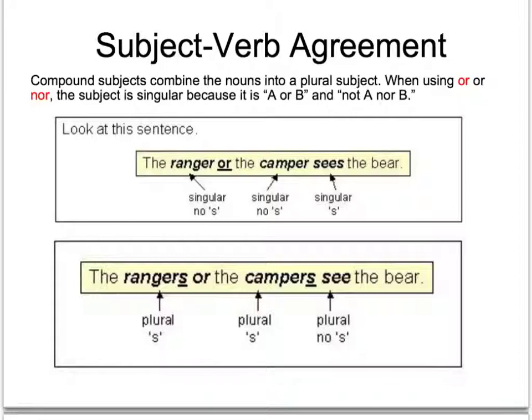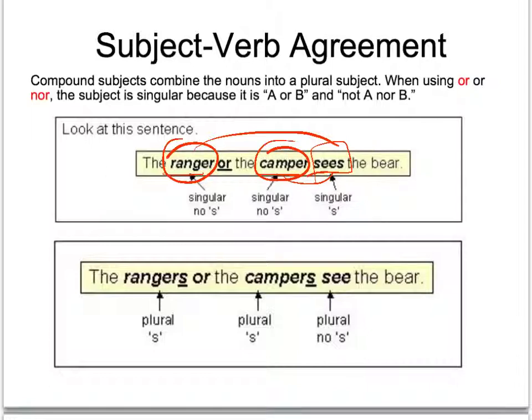The ranger or the camper sees the bear. So ranger is singular, camper is singular. You're only including one. It's this one or this one. So the verb does not change from a singular verb. Ranger sees, camper sees.